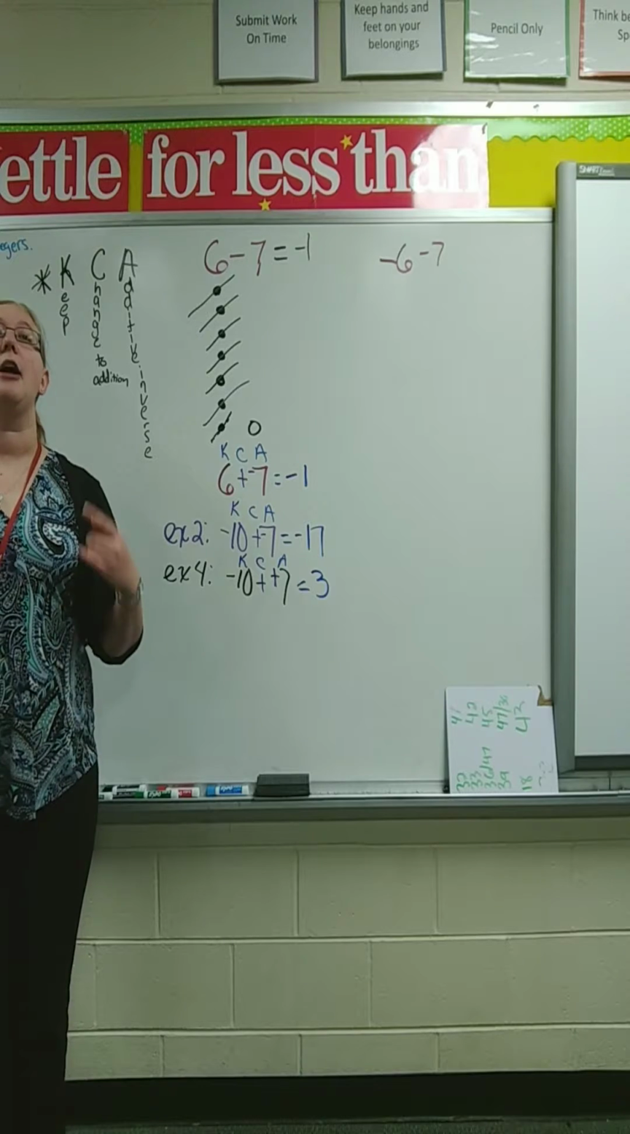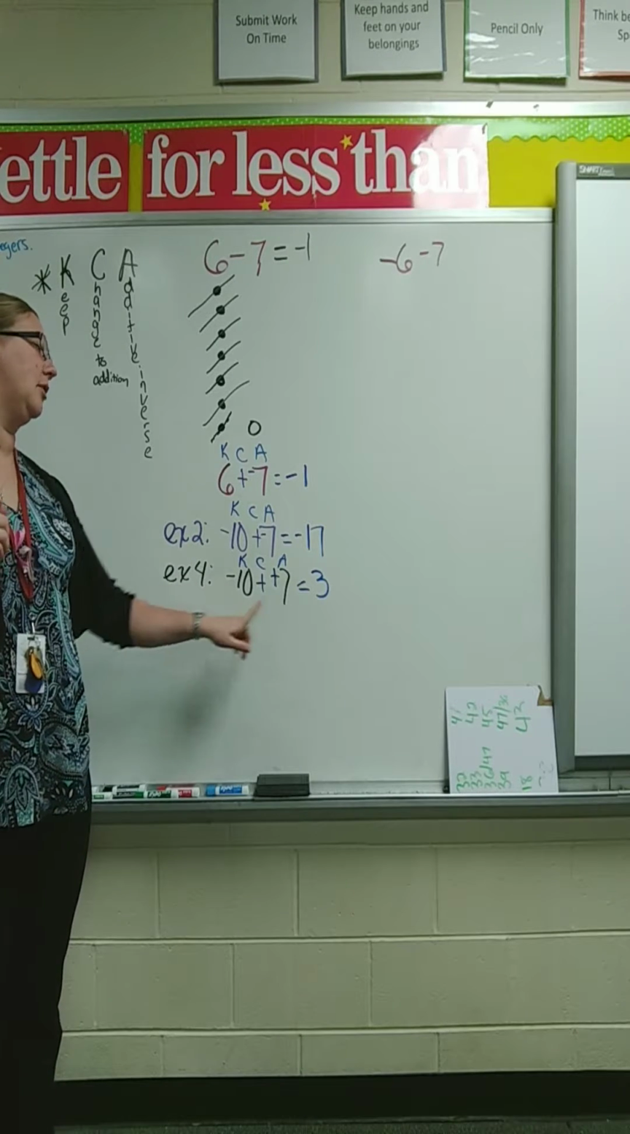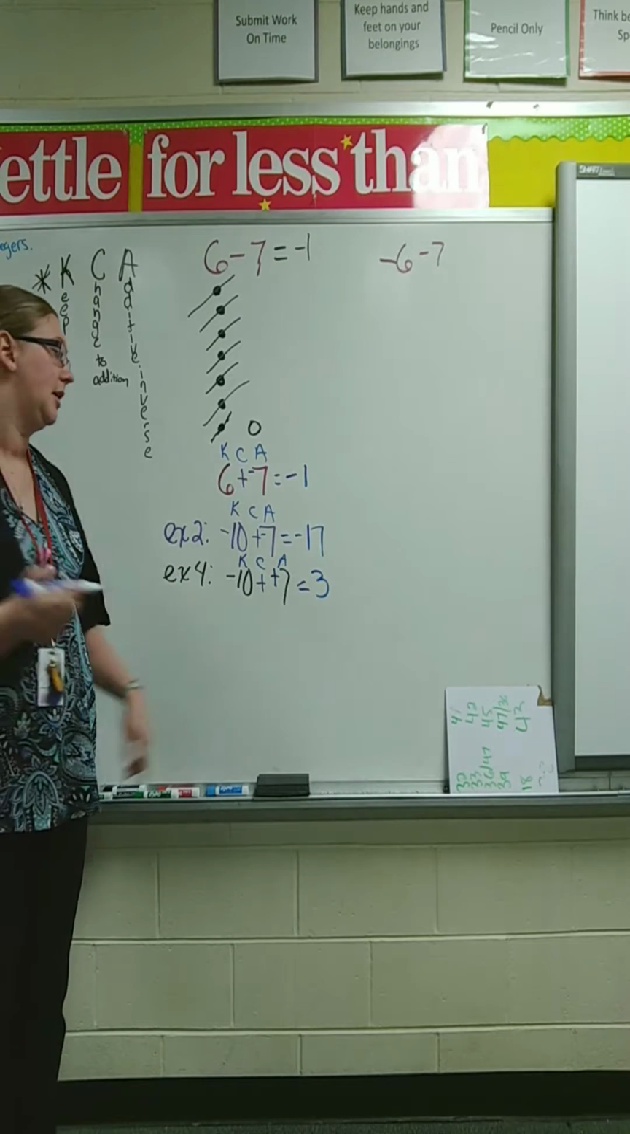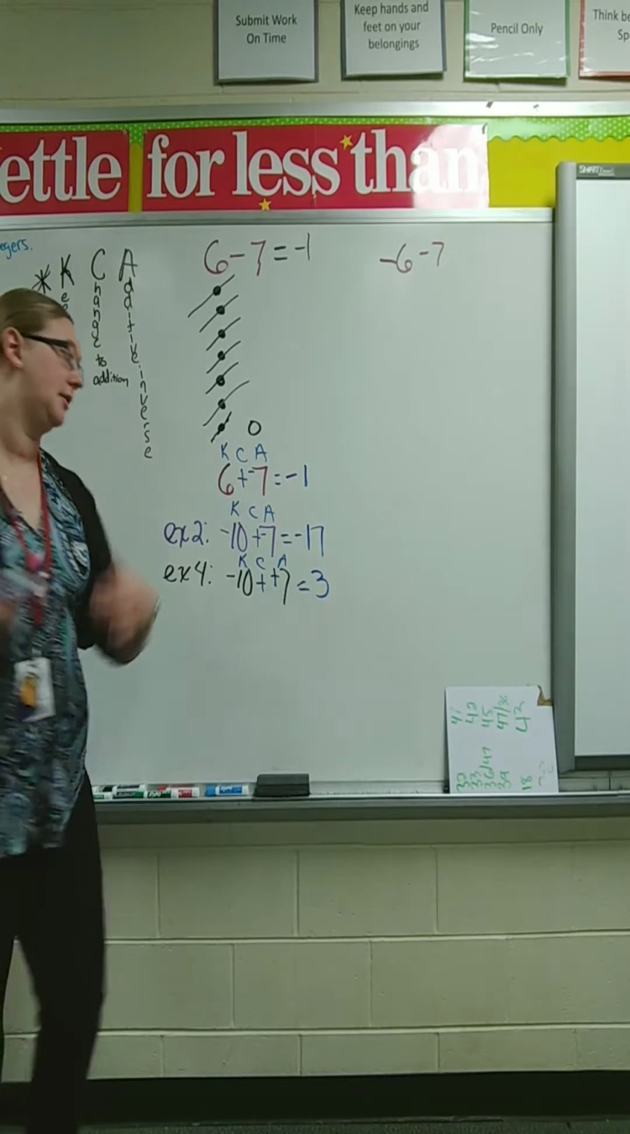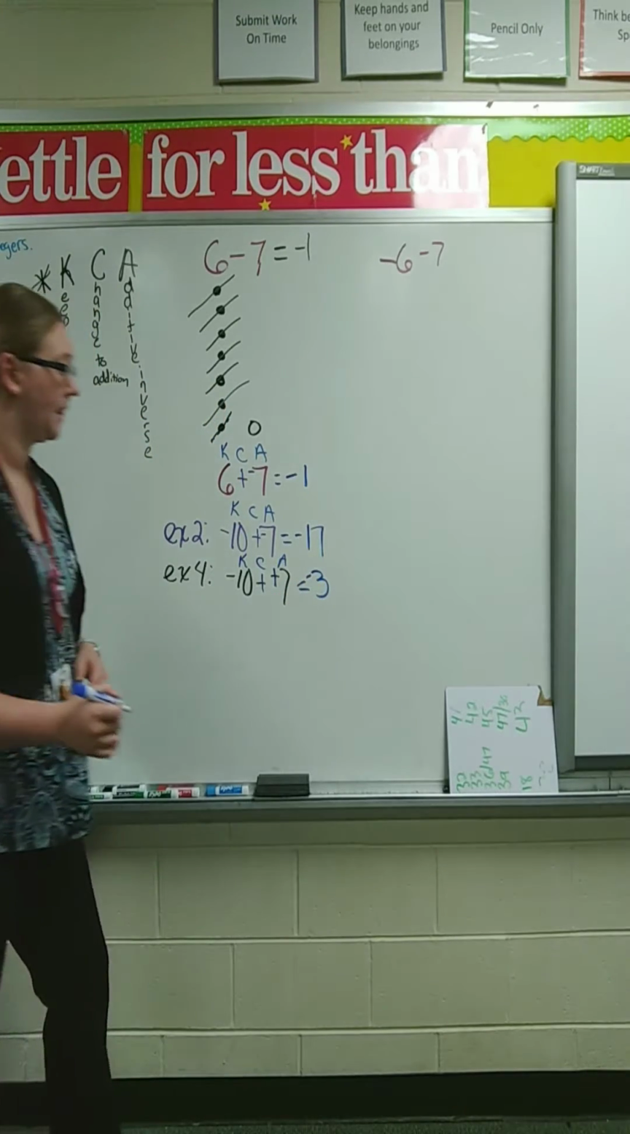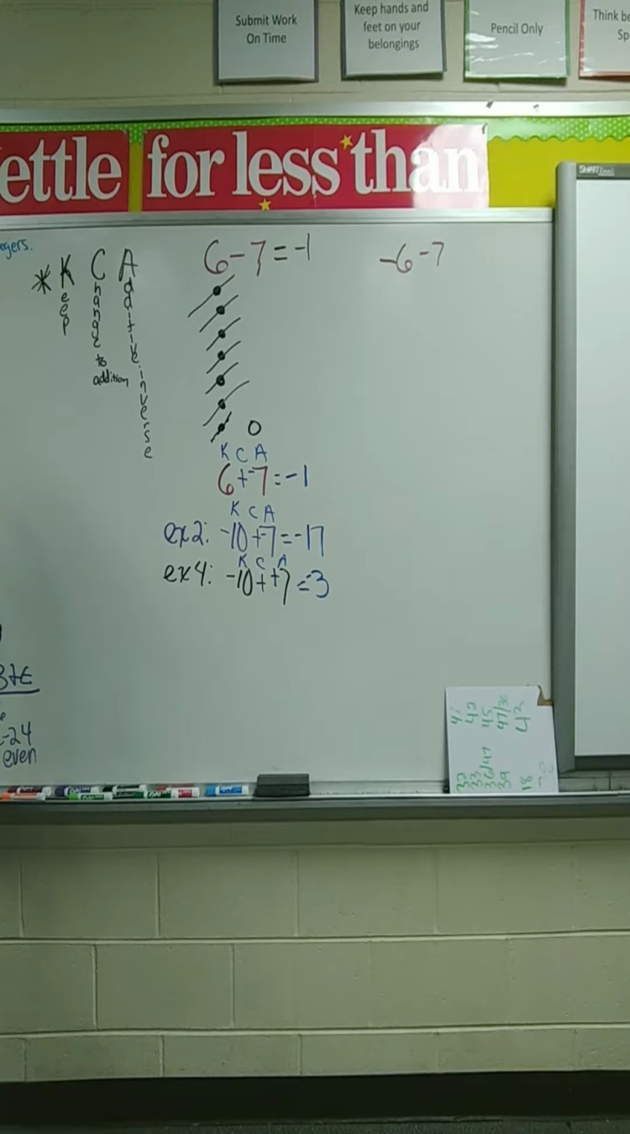Which has a higher absolute value? Negative 10 or positive 7? Negative 10. So my answer will be? Negative. See, I said that. Great. But you answered it before we were ready.